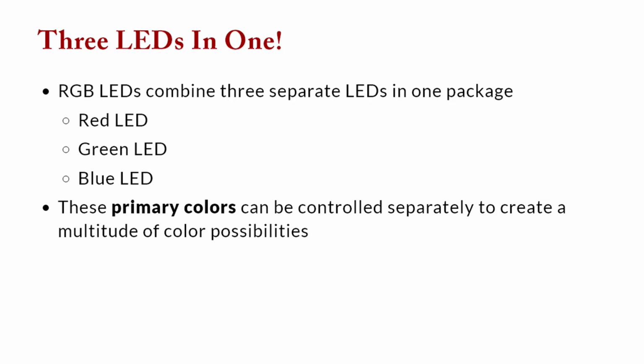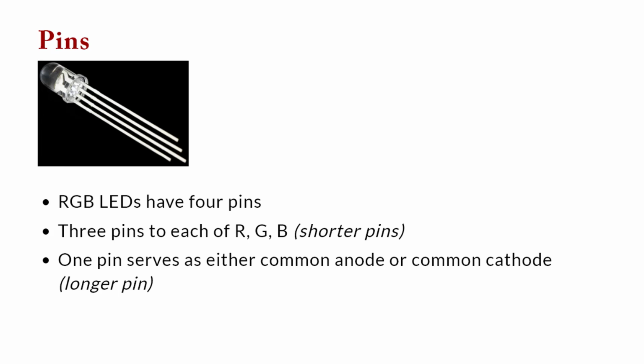Today we are going to talk about RGB LEDs. RGB LEDs are actually three separate LEDs combined into one bulb. These represent the primary colors when we're talking about light, and we're able to use them to create many other colors that you might want to represent. So let's look at how they're essentially designed.